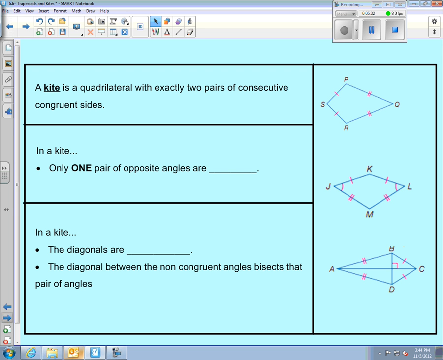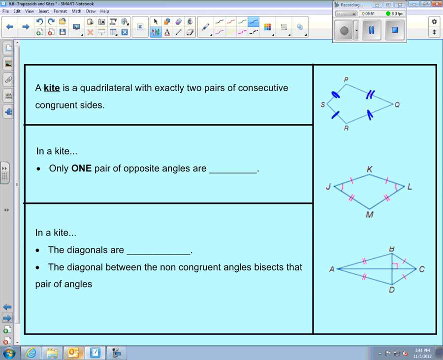A kite is a quadrilateral with exactly 2 pairs of consecutive congruent sides. Consecutive, remember, means they're going to be right next to each other. So you can see here in our picture, those two are congruent because they're next to each other, and those two are congruent and they're next to each other.